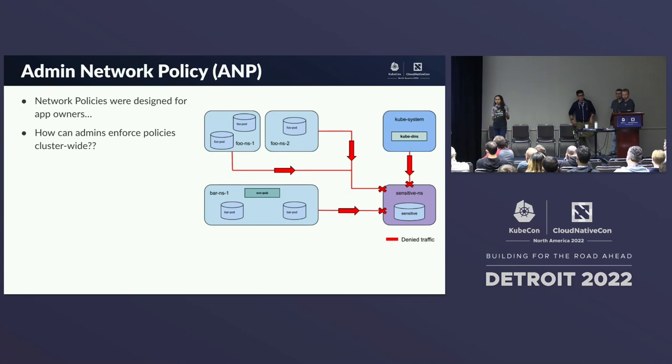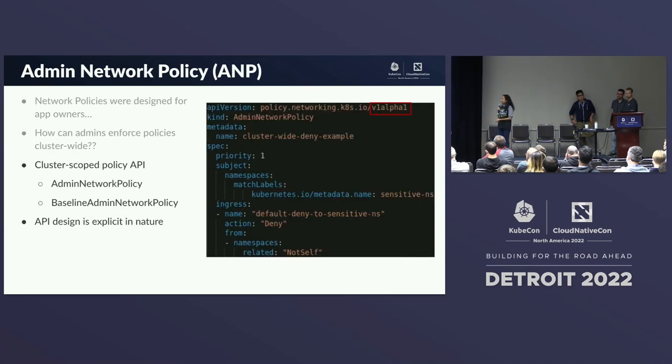So you might have use cases like what I've shown in the diagram here. You have a security sensitive namespace. You want to be able to express that all other namespaces in the cluster should not be able to talk to this namespace. And that can be achieved using ANP. Here's how a typical ANP object would look like, kind admin network policy.